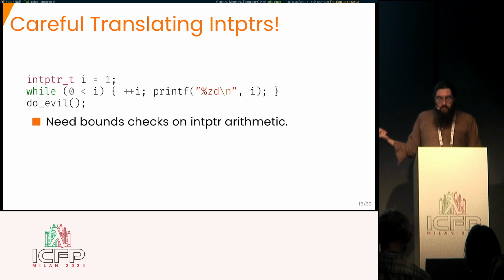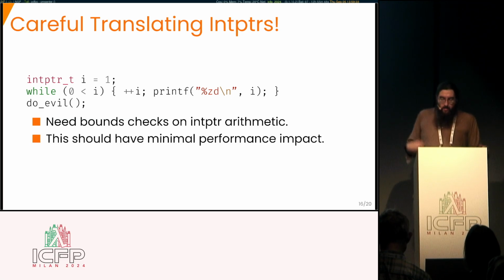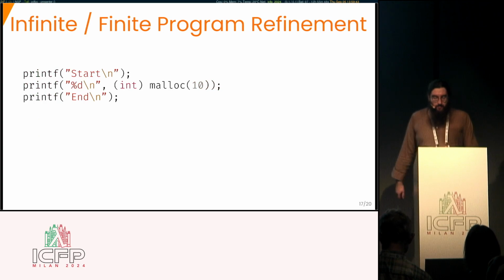So a correct translation of this program to the finite world will need to add bounds checks on the int pointer arithmetic. There are more details in the paper, but we believe that this will have a minimal impact on performance, as these checks can be eliminated in most of the cases where pointer to integer casts are used in real programs.